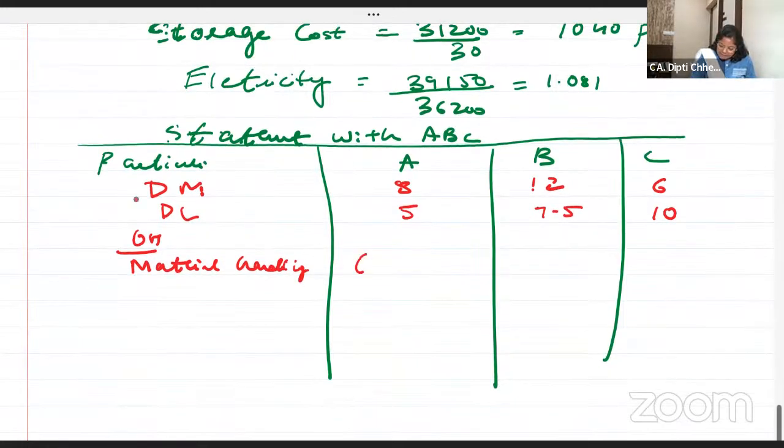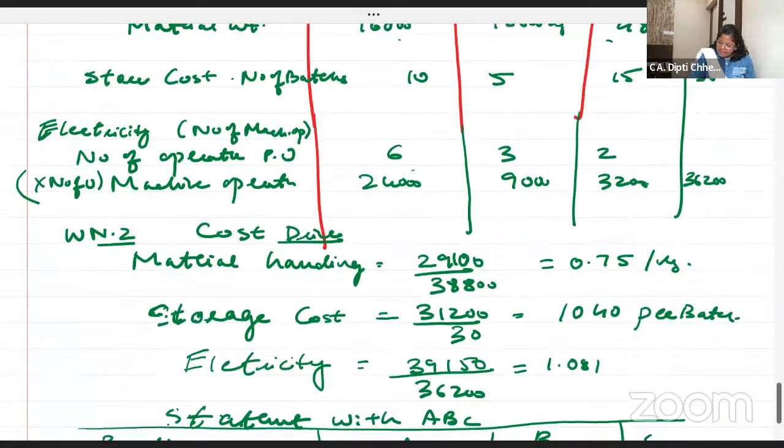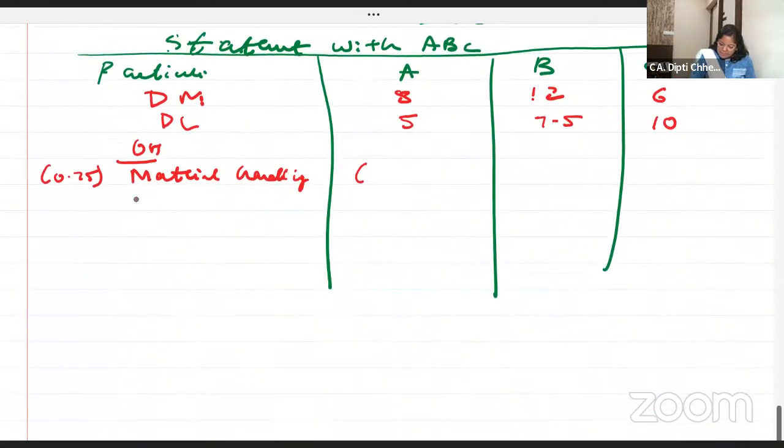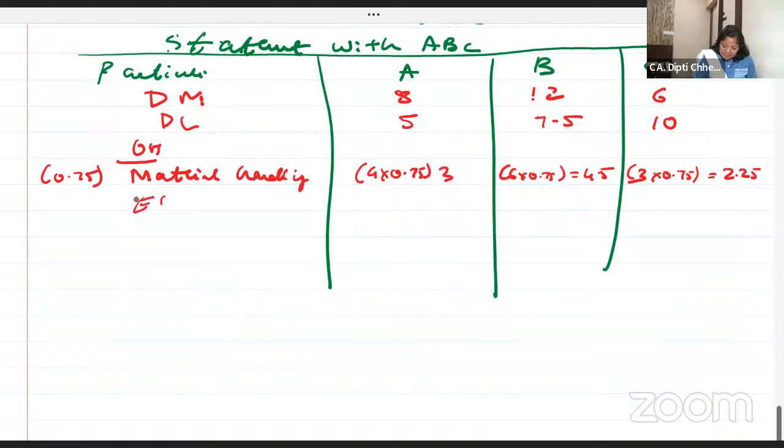Material handling is 0.75. ये निकाल के रखा है अपने per kg. 4, 6 and 3 kg. 4, 6 and 3 kg into 0.75. That's 3 into 0.75. That's 4.5 into 0.75. That's 2.25. Material handling.